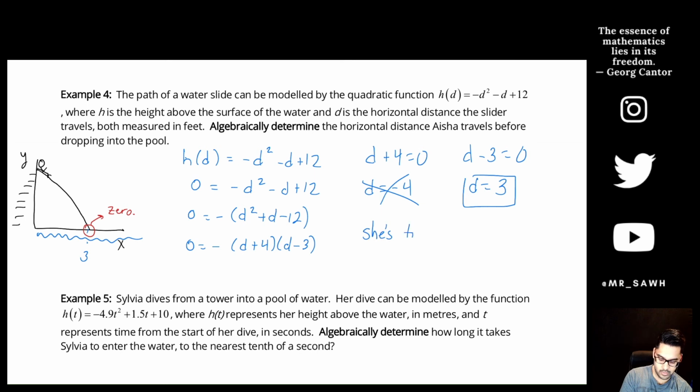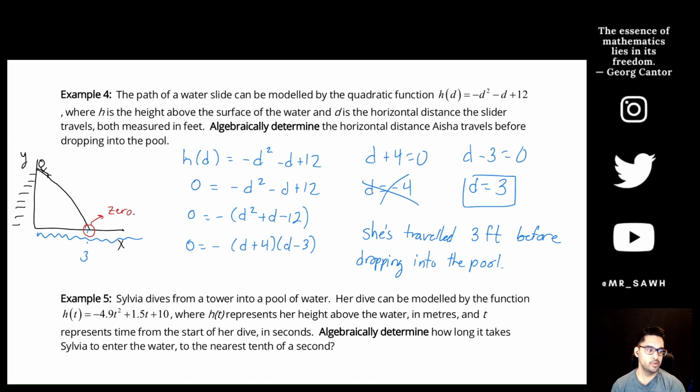So she's traveled 3 feet before dropping into the pool. Okay, there we go. So the number you find actually has to fit in the context, right? It has to make sense.